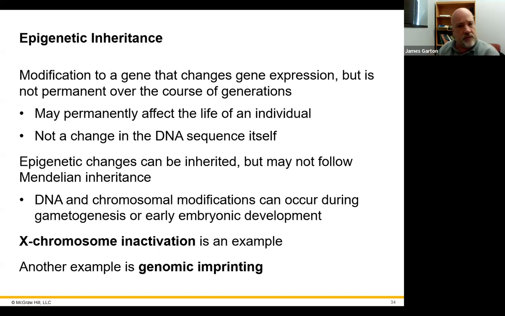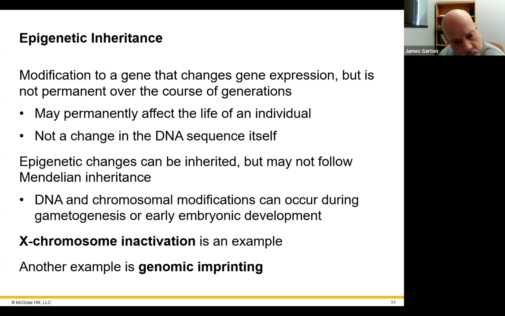And so this is epigenetic inheritance. Epigenetics means patterns of inheritance that exist above the level of the genotype. And so this is some kind of a modification to a gene. It changes gene expression, but again, is not permanent. Now, it might have a permanent effect on the life of an individual, but it is not a mutation. It is not a change in the DNA sequence all by itself. It's just a difference in expressivity. These changes can be inherited, but the inheritance patterns are not predictable through Mendelian genetics.